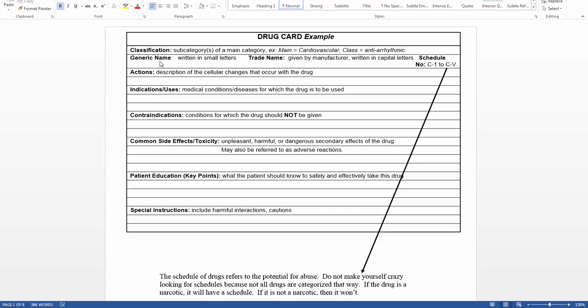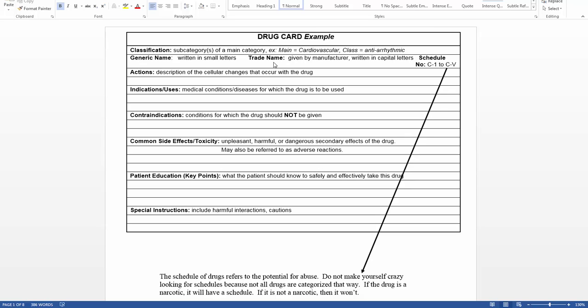Next, you'll need the generic name, and please refer to the chapter that we discussed in the last video lecture regarding generic names and trade names. Remember, generic name is the drug that is the official name. It is written in small letters, so there's no capitalization because there is no ownership. So every single drug card is going to have a generic name.